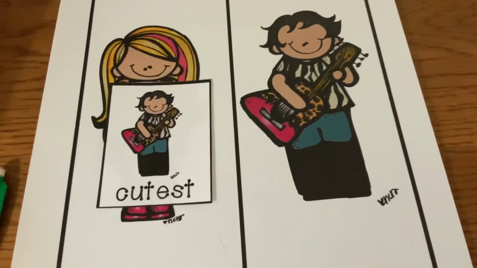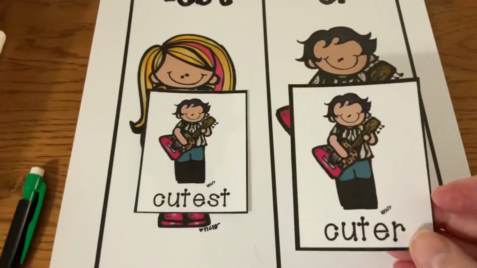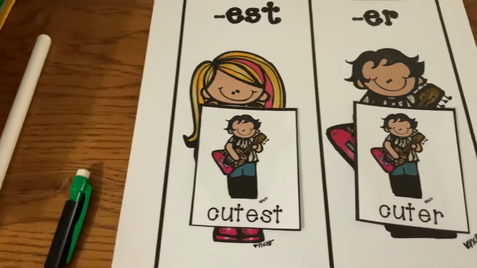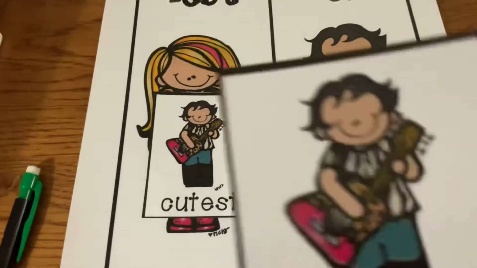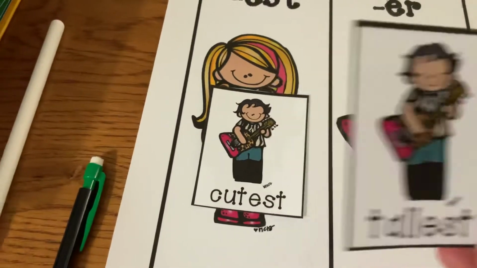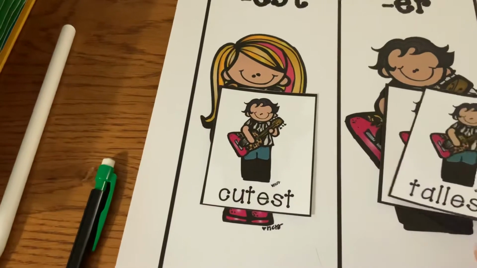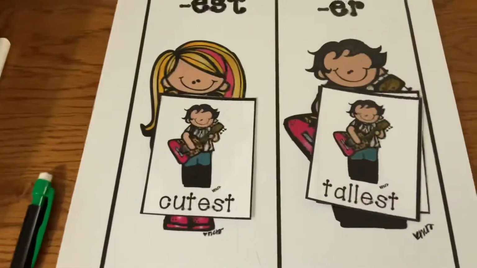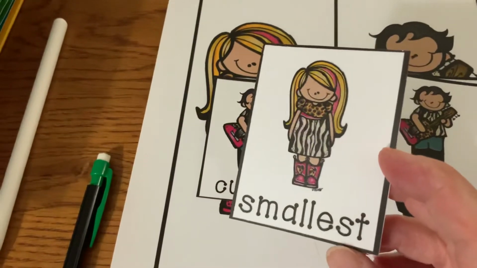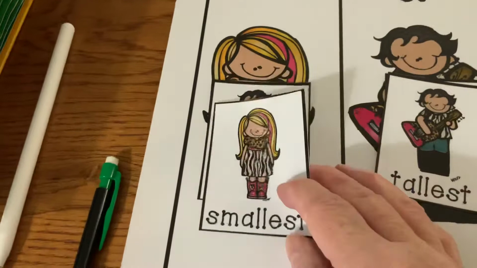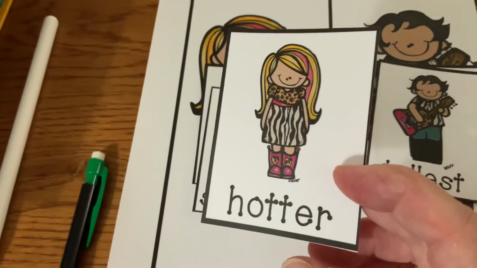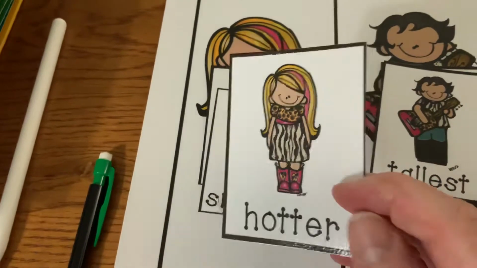He is cuter than his brother. Comparing two, so we put ER. Okay. He is the tallest in the class. In the class, there's more than just two people, so we use EST. She is the smallest in the whole school, so in the whole school there's more than two people, so we use EST. It is hotter in the room today than it was yesterday, comparing two different days, so we use ER.